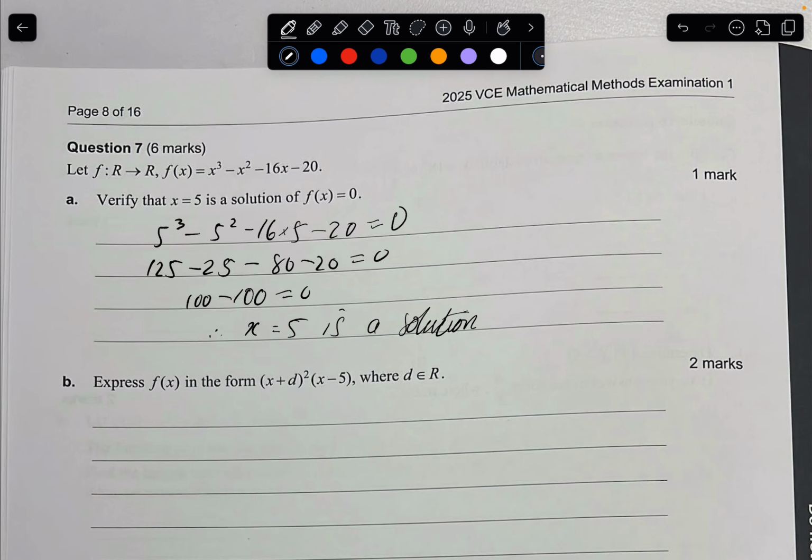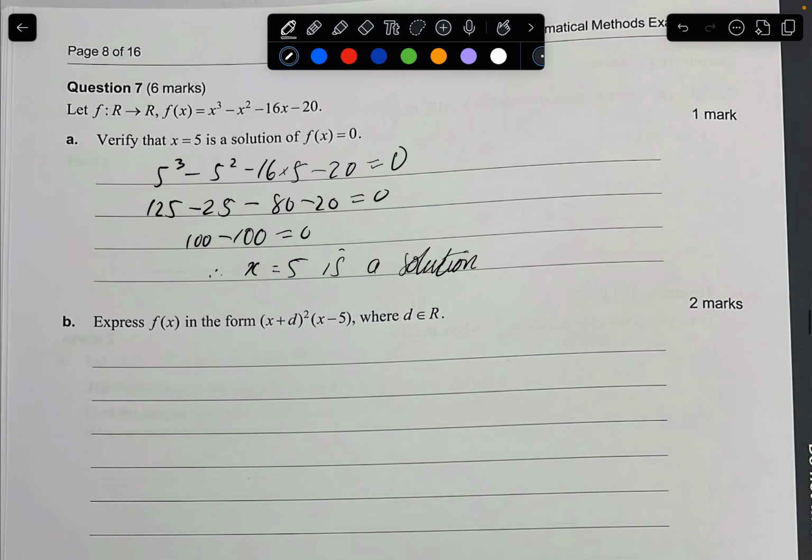Express f of x in that form then. So now that we know that x equals 5 is a solution, then x minus 5 is a factor. So you can basically just do long division and say minus x squared minus 16x minus 20.